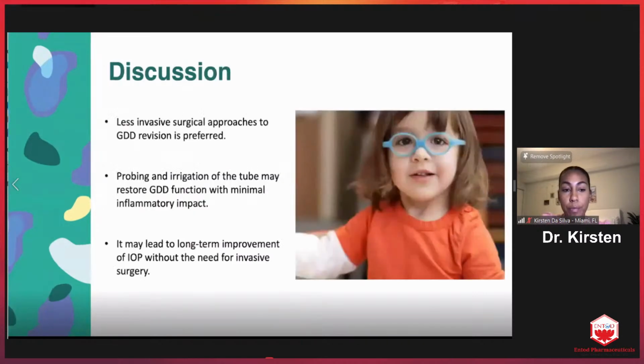In conclusion, performing additional invasive surgery on an eye that is already predisposed to a fibrotic healing response may be the only option in many cases. However, less invasive surgical approaches to restoring function of a failed tube shunt are preferred when possible. In pediatric patients with a previous GDD surgery, utilizing the technique of probing and irrigation of the tube may lead to restoration of GDD function with minimal inflammatory impact and long-term improvement in IOP, reducing the need for further invasive surgery.